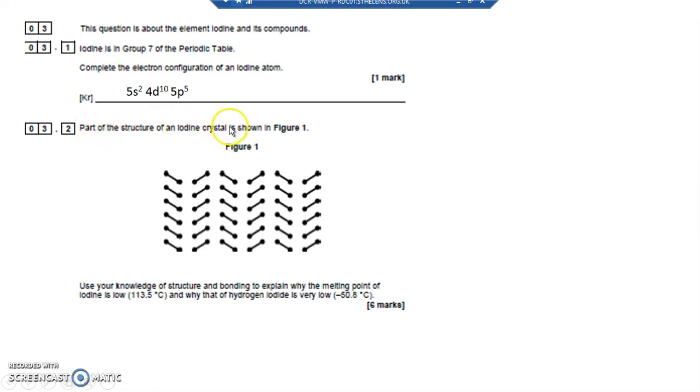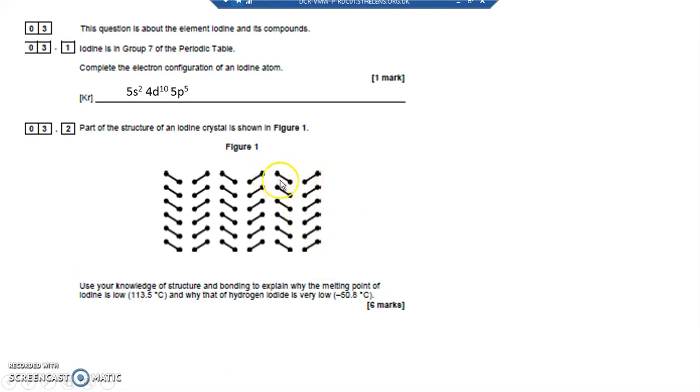Part of the structure of iodine crystal is shown in figure 1. Use your knowledge of structure and bonding to explain why the melting point of iodine is low and why that of hydrogen iodide is even lower. If you have a look at the iodine molecules, they seem to be packed close together, and the iodine atoms seem to be in pairs. That's because iodine's in group 7, wants to gain an electron, and so 2 atoms come together and share an electron in a covalent bond.